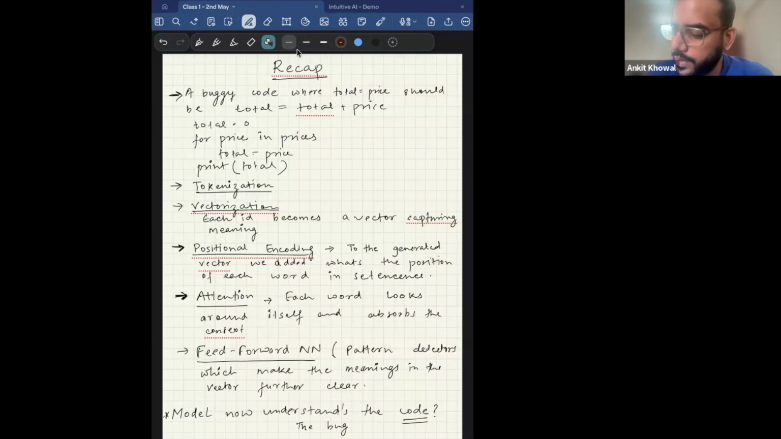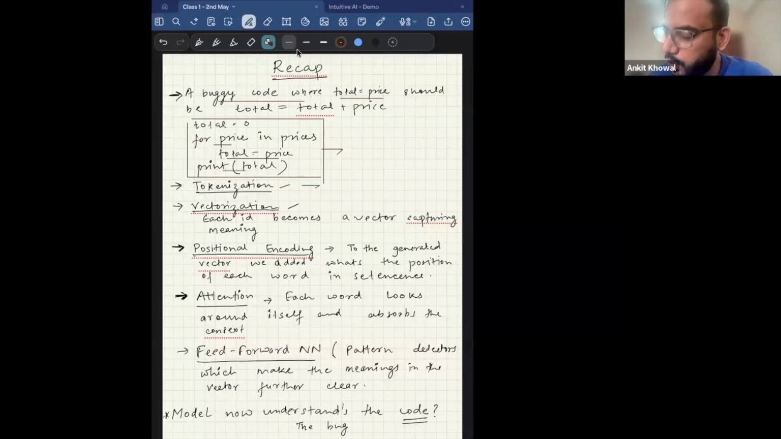So basically what we did yesterday was we had taken a program and we were looking at how GPT or LLMs would answer it for us. We had taken a buggy code where total is equal to price was there, but we wanted the total price to be printed. So we asked what is the bug in this particular code. Then we looked at tokenization, which was just converting them into numbers. We looked at the table which helps in converting them into a number. We looked at vectorization, which basically means mapping the tokens to a vector. Vectors, we saw how the vectors capture the meaning of the words.